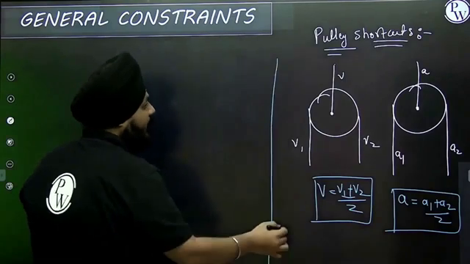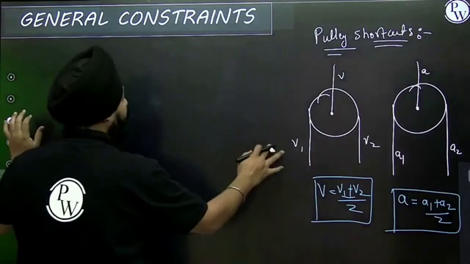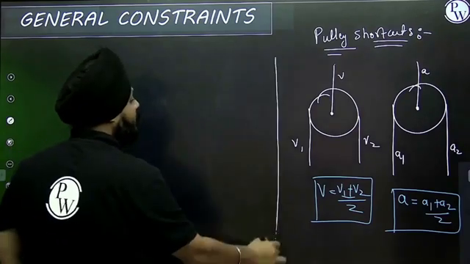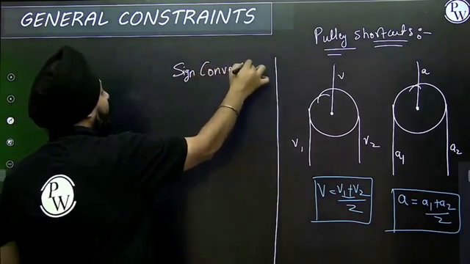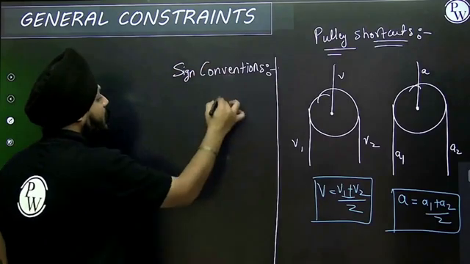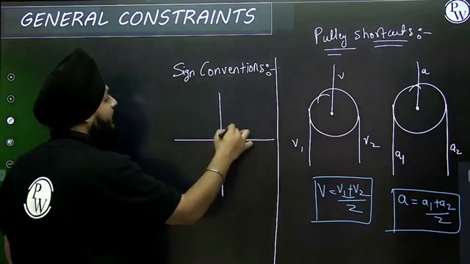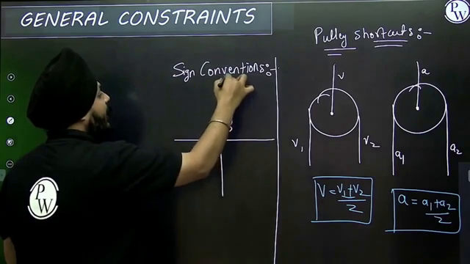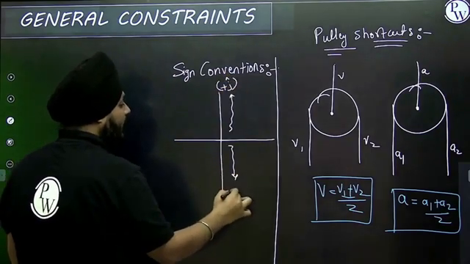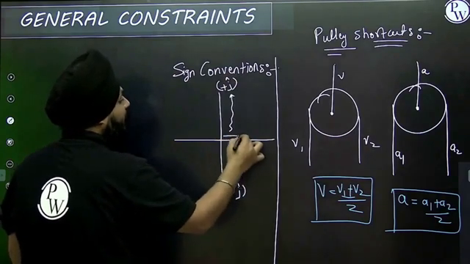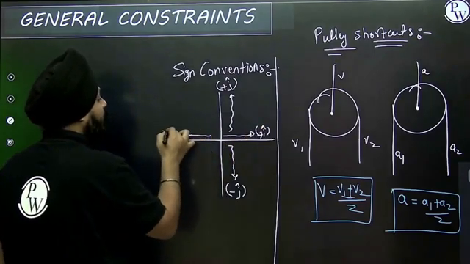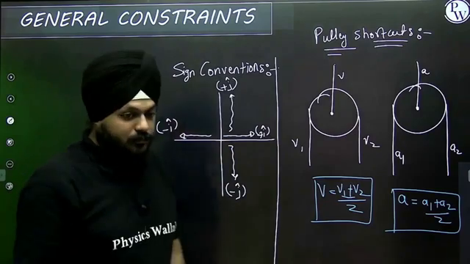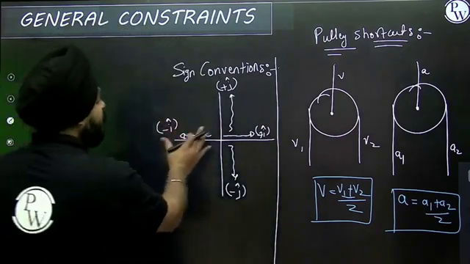Now in this method, the most important stuff is the sign convention: how to apply it and how to get through the sums. I'm going to show you all. For sign conventions, we have very simple rules. If the vector is in the upward direction, it is positive. If the vector is in the downward direction, it is negative. If the vector is in the right direction, it is positive i. If the vector is in the left direction, it is negative i.